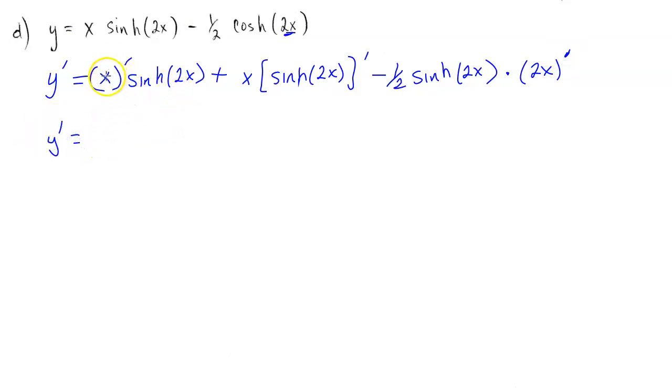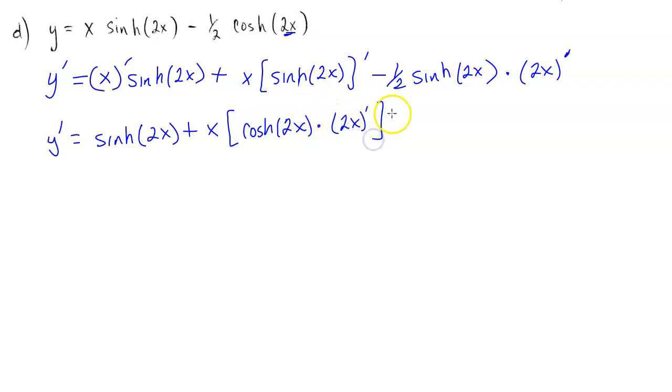So coming back here, we know that the derivative of x with respect to x is just 1. And so 1 times sinh of 2x is just going to be sinh of 2x plus x times the derivative of sinh of 2x. We're going to use the chain rule again. It's going to be cosh of 2x times the derivative of 2x with respect to x. And then for this last term here, we know that the derivative of 2x is just 2. So we can say the same thing is right there.